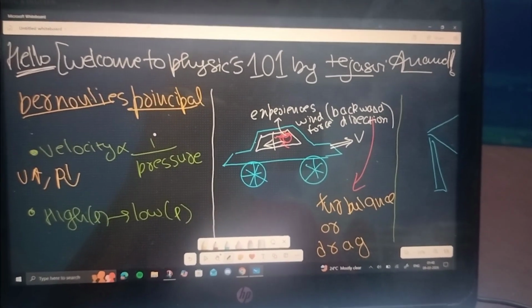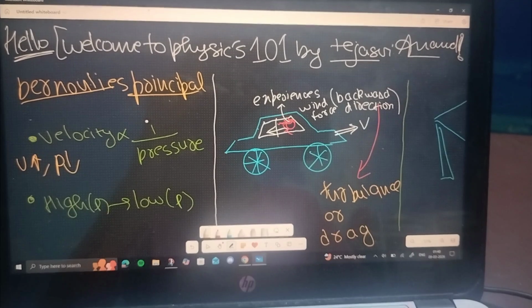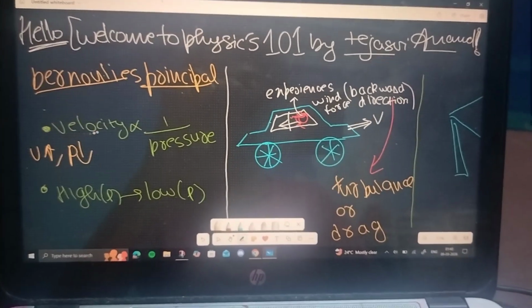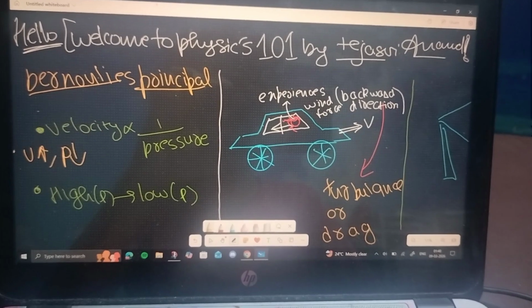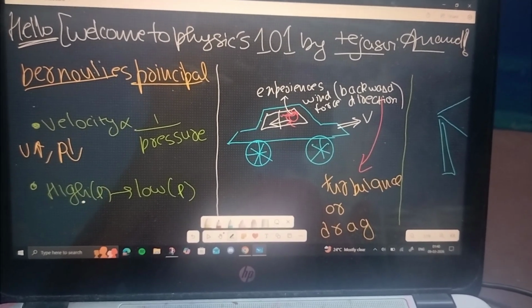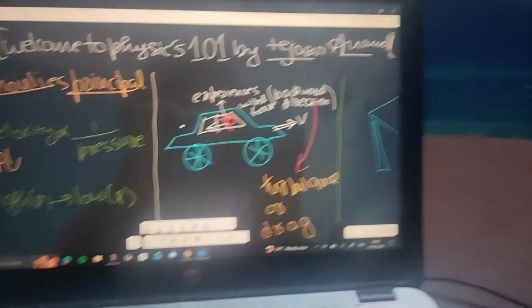आज हम पढ़ेंगे how Bernoulli's principle is applied in the concept of bowling. Okay, so velocity is inversely proportional to pressure. Where there is high velocity, there is low pressure. Remember this: where there is high velocity, there is low pressure, and things move from a medium of higher pressure to a medium of lower pressure.